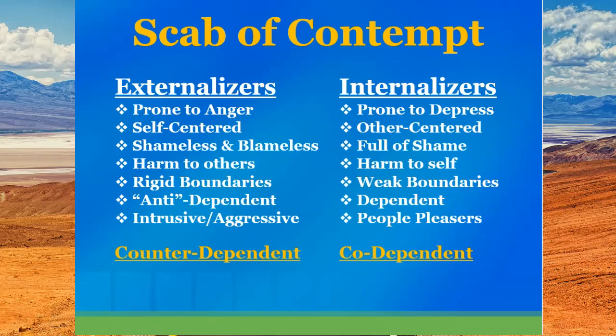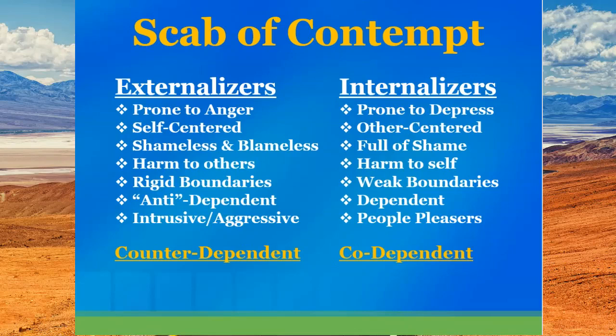So the internalizer tends to be a codependent, the externalizer a counterdependent. It's not really difficult to see how they can find each other, because if I'm all about me and you're all about me, then we're compatible.